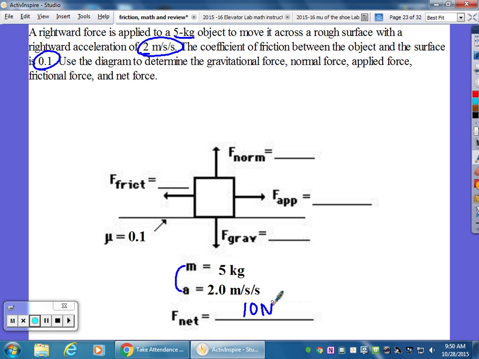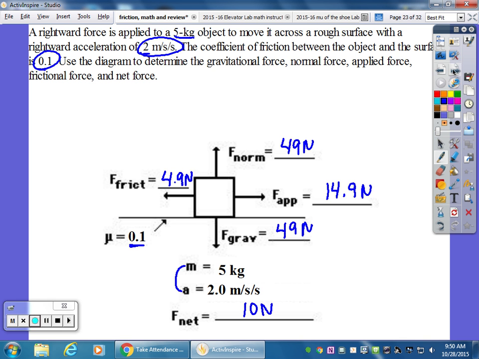This is a 5 kilogram object, so 5 times gravity is going to give us our gravitational force and our normal force. And then we know that this applied force right here minus this friction force is going to have to give us our net force of 10. So we can calculate our friction force because we have the mu. So if we take our 49 newtons of our normal force times our 0.1 for our mu, we get 4.9 newtons for our friction force. And again, we know that the applied force minus the friction force has to equal 10. So that would make our applied force 14.9, because if we take 14.9 minus 4.9, we end up with 10.